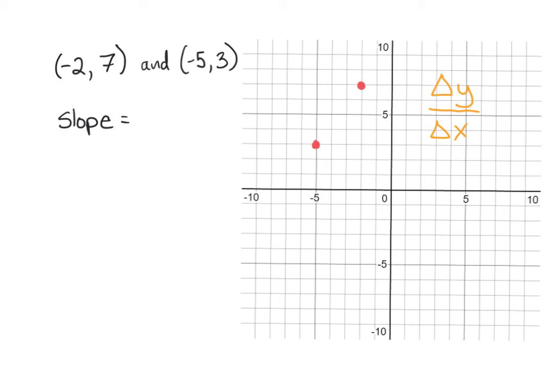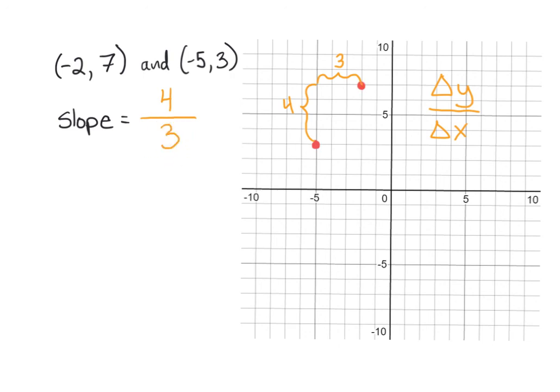So I'm going to add my fraction bar to the slope first, and then I look here, the change in y goes up by 4. So I put that in the numerator, and notice that it's going up, so it's a +4. Then I look at my change in x, and I can see that I go to the right 3. So in the denominator of my slope, I write 3.